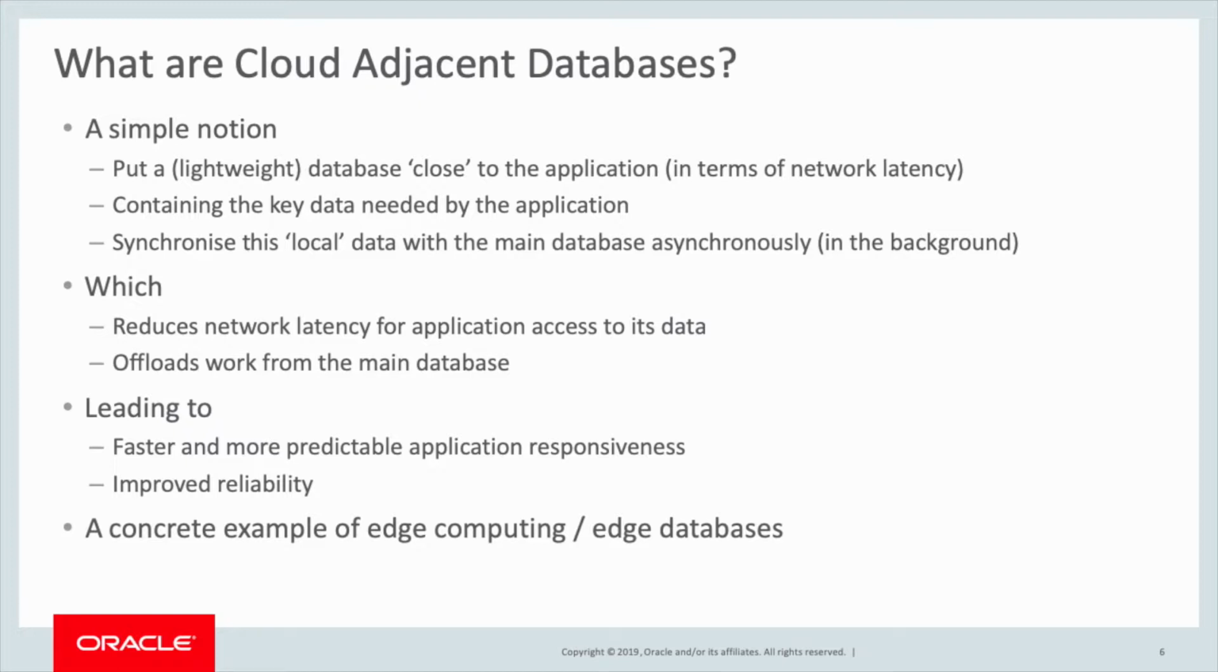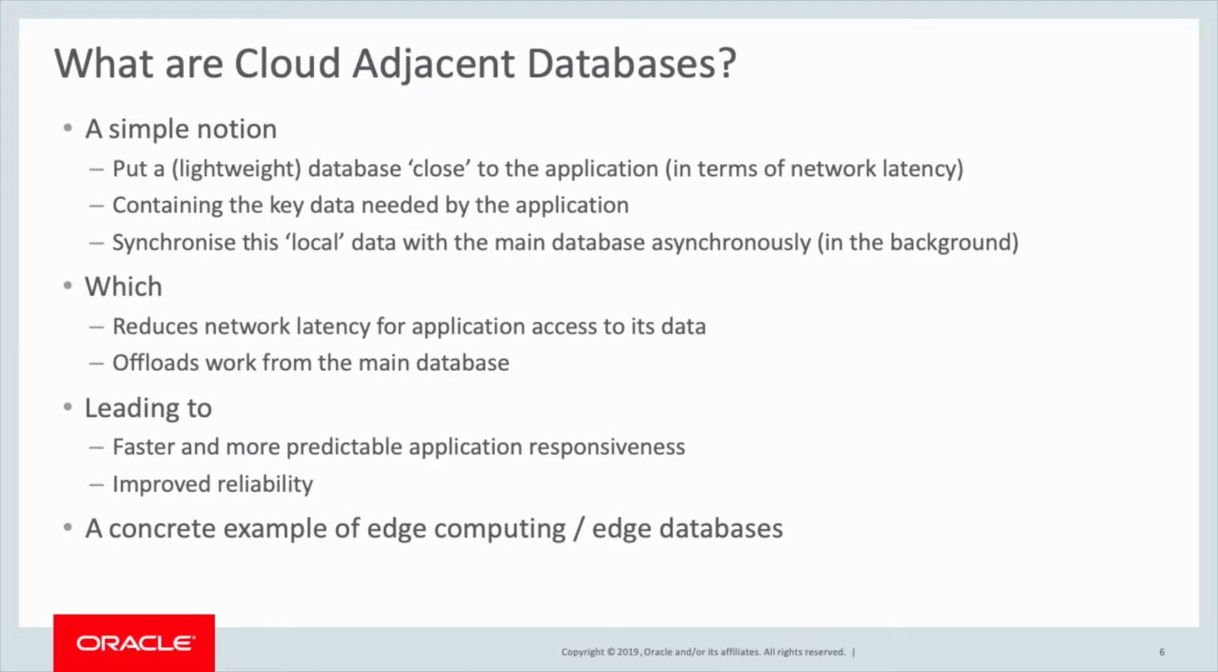If you put a lightweight database close to the application, by close here we're talking about in terms of network latency, okay? And that database can contain the majority of the data that the application needs, certainly all the highly interactive data that the application is constantly accessing. And then you can somehow synchronize that data with the main database out in the cloud or whatever. In the background, you essentially hide the cloud access latency from the application to a large degree. And you actually offload some work from the main database as well as a second bonus, okay?